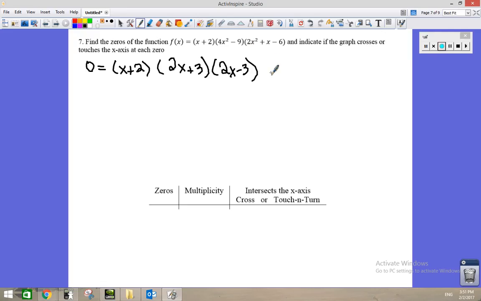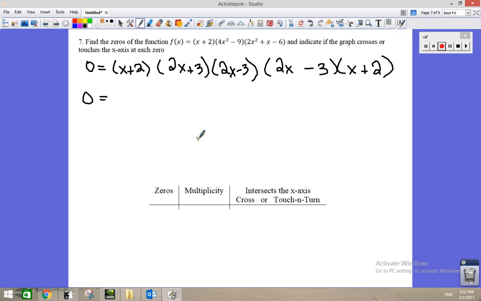Now this trinomial over here, we can factor it as well. We've got 2x times x. We want two numbers that multiply together to give me, excuse me, negative 6, and add together to get the 1x. So I've got 4x minus 3x, which is 1x. So hey, we've factored that completely.